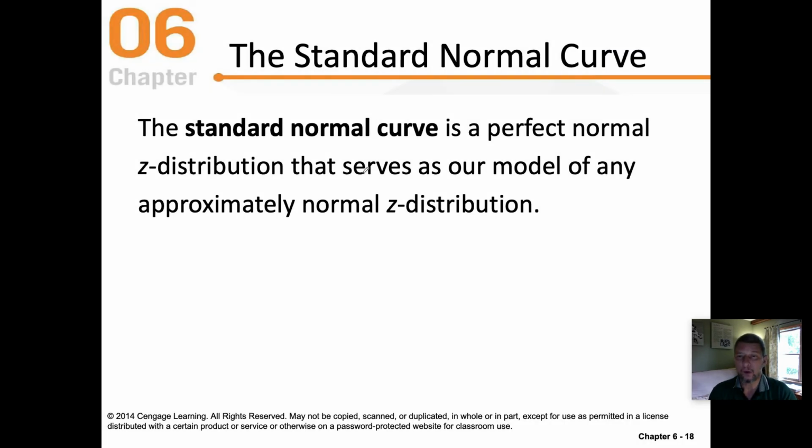Now, the standard normal curve is a perfect normal z distribution that serves as our model of any approximately normal z distribution, because in reality, nothing's ever exactly perfect. We're going to use the standard normal curve as a comparison for any normal, or at least approximately normal, z distribution. What do I mean by that?